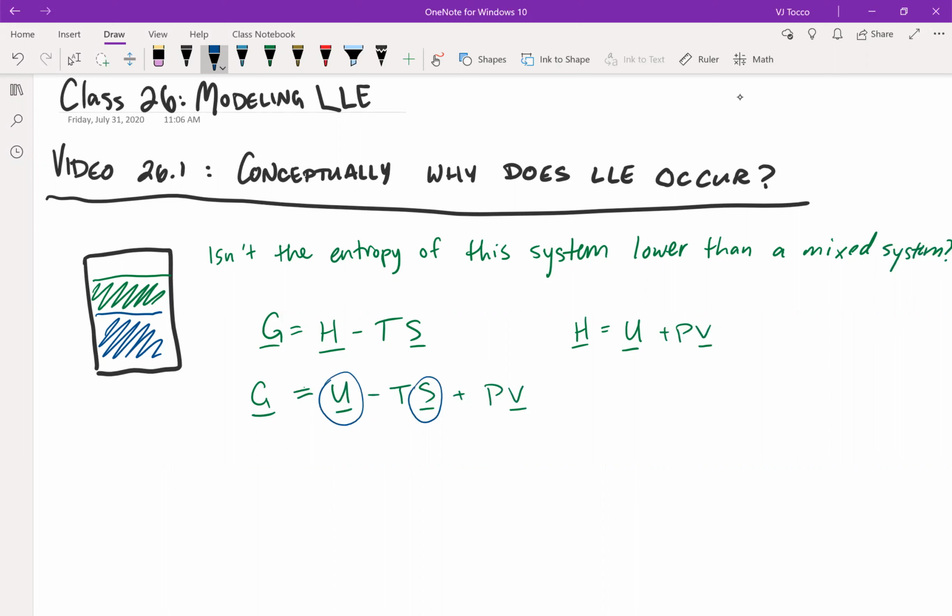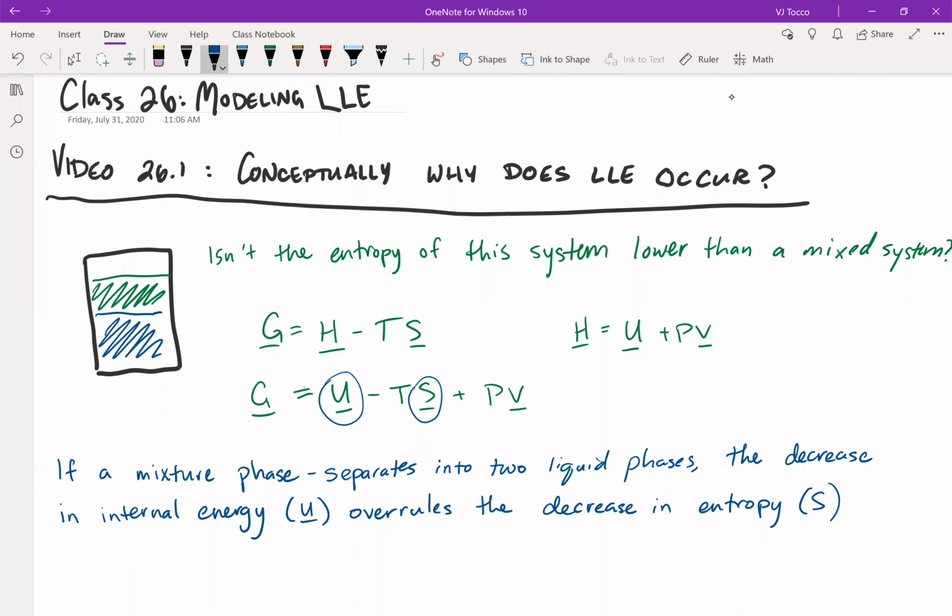All right, so the answer here is that by phase separating, it lowers the internal energy by more than the entropy increases. So let me write that down. Once again, a seeming decrease in entropy, in other words, the system is more orderly as two liquid phases. It doesn't seem like that should happen spontaneously because the universe tends towards disorder. However, the system is actually more stable this way because its internal energy is less.